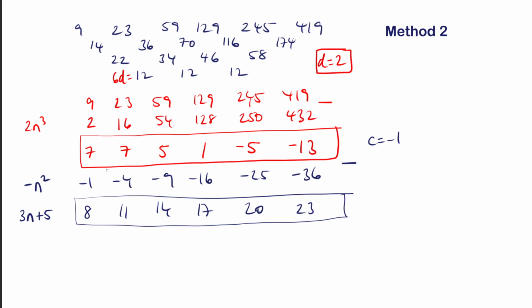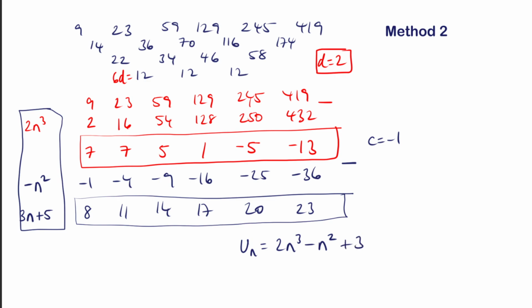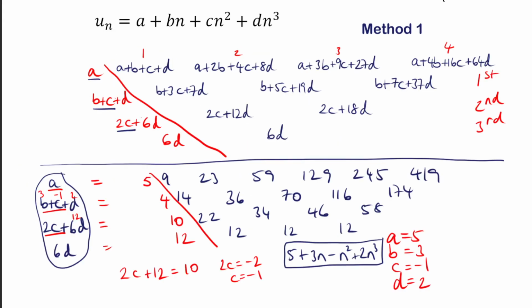So now we know that if we add the different parts of our formula together, it's going to add up to the sequence we need. So we just add together all of these parts, and that's our answer. So u_n equals 2n cubed minus n squared plus 3n plus 5. So you can see it's the same answer we got last time. We just got it in a different order, but it is the same answer.